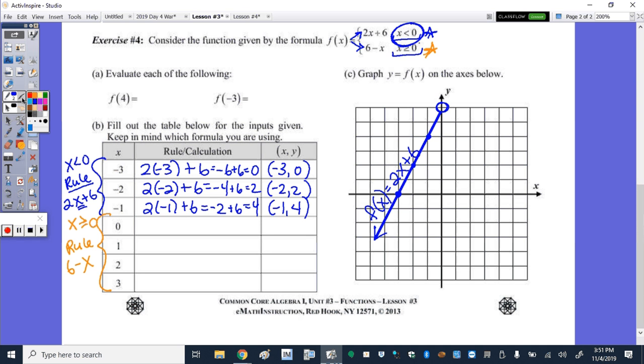All right, now in orange, I'm going to do the 6 minus x. So I'm just going to take away whatever the x value is from 6. So 6 minus 0 is 6. 6 minus 1 is 5. 6 minus 2 is 4. This is an easy one. 6 minus 3 is 3. So the points are 0, 6, 1, 5, 2, 4.